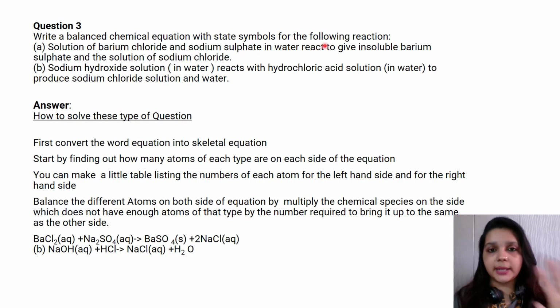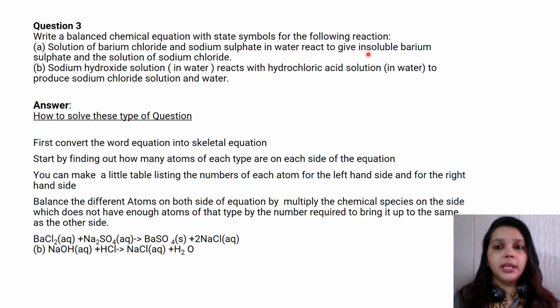React. So that means our reactants are done. React to give, that means we're talking about the products now, insoluble barium sulfate. Insoluble, that means it must have been a solid which doesn't dissolve. So barium sulfate, we know BaSO4(s), and the aqueous solution of sodium chloride, NaCl solution. After writing the equation, we also have to balance it out, right? So keep that in mind whenever you solve a question like this. From a word problem to a skeletal equation, you have to solve it also.